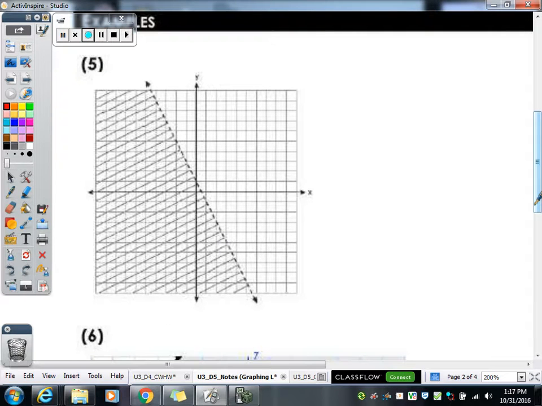So first we're going to just look at the line. It's dotted and it's shaded down or below the line. So down means less than, and it's dotted, so that means there's no equal sign. So we know it's going to be just less than, not less than or equal to.